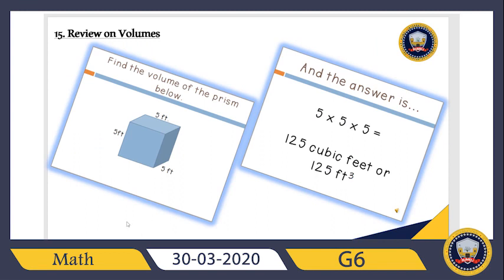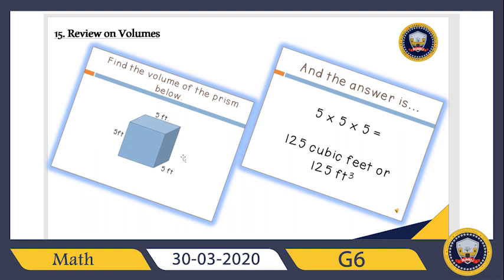Very easy. We want to find the volume of this prism below. What is this prism? We can call it a cube. Also, we can say it's a rectangular prism. Again, why? Because the base is rectangular, the top is also rectangular, so this is a rectangular prism.